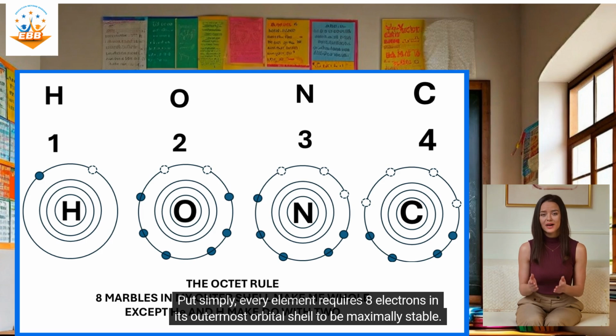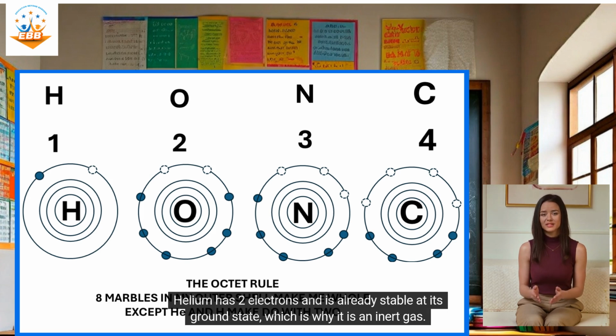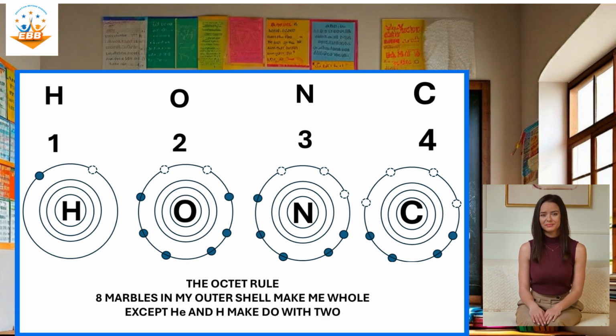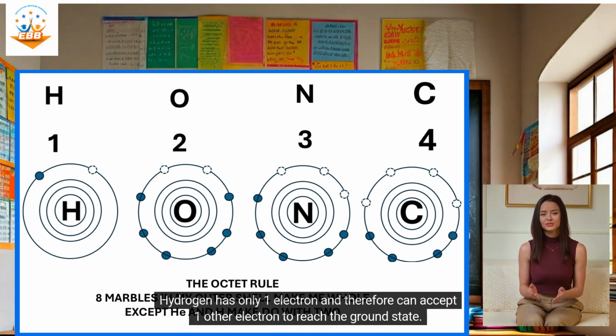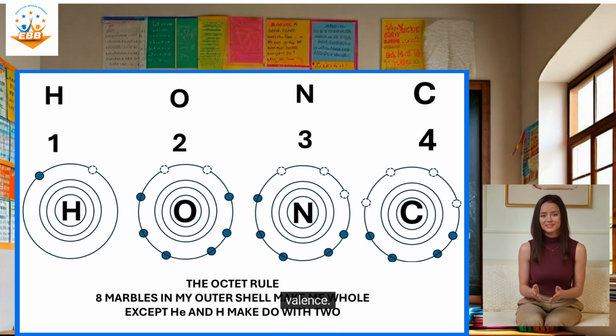Put simply, every element requires 8 electrons in its outermost orbital shell to be maximally stable. The exceptions are helium and hydrogen. Helium has 2 electrons and is already stable at its ground state, which is why it is an inert gas. Hydrogen has only 1 electron and therefore can accept 1 other electron to reach the ground state. The number of electrons an element needs to reach its ground state of maximal stability is called its valence. Hydrogen has a valence of 1, oxygen is 2, nitrogen is 3, and carbon is 4.